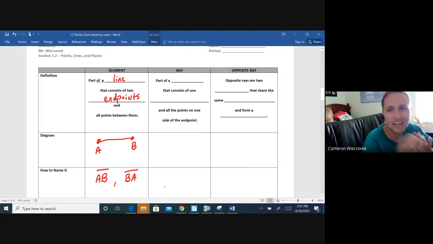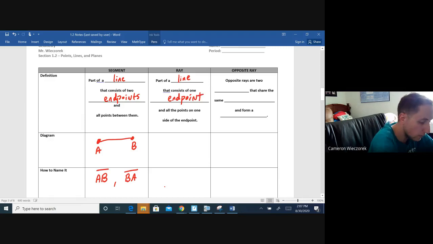A ray is kind of like a combination of a line and a segment. It has a distinct starting point, but it doesn't have a distinct ending point. It's going to go on forever in one direction. Okay? So it's part of a line. It consists of not 2 endpoints, but 1 endpoint, and all of the points on one side of that endpoint. So for example, in this first one I'm going to draw, let's say that this is AB.